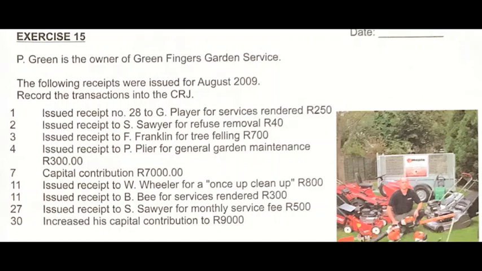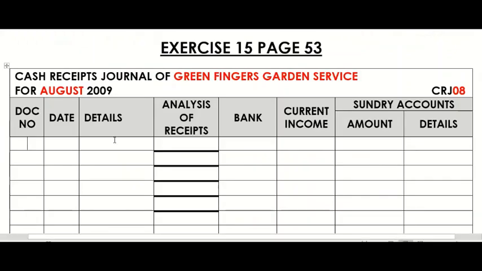It says that P. Green is the owner of Green Fingers Garden Service and the following receipts were issued for August 2009. Record the transactions into the CRJ. Okay, so the first thing you need to do is give your CRJ a heading. It's the Cash Receipts Journal of Green Fingers Garden Service for August 2009. And because August is the 8th month of the year, it's CRJ number 8.